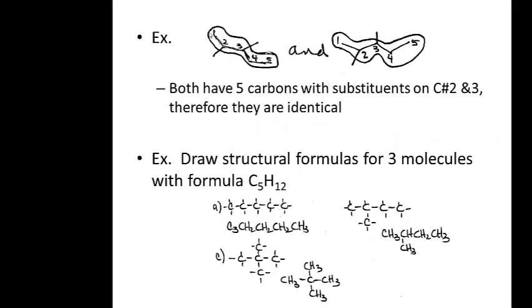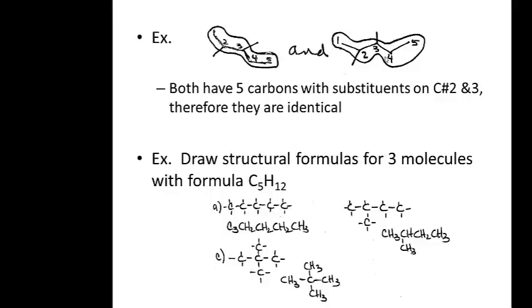Another example here, I have carbon number 1, 2, 3, 4, 5. 1, 2, 3, 4, 5. Substituents on carbons number 2 and 3, substituents on 2 and 3. Even though they look different, they're the same molecule. So that's the easy way to figure out if they're the same or different.